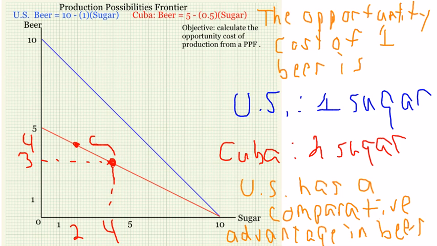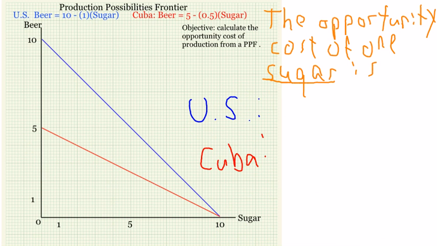Now from this, we can see that the U.S. has an advantage in beer production, and specifically it has something we call a comparative advantage in beer production. And I say this not because the U.S. can produce more total beer than Cuba, but for the U.S., when it produces 1 beer, it only gives up 1 sugar, but for Cuba to produce 1 beer, it gives up 2 sugar. So the U.S. can really produce beer at a lower cost, and so the U.S. has a comparative advantage in beer. In a subsequent video, when we talk about gains from trade, you're going to see why that's so important.